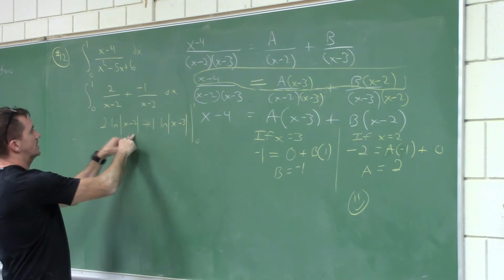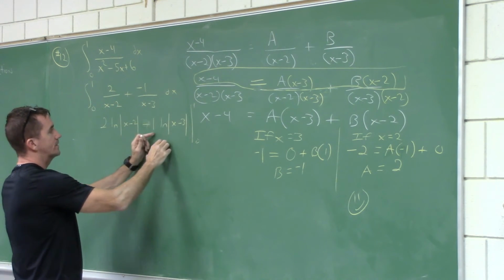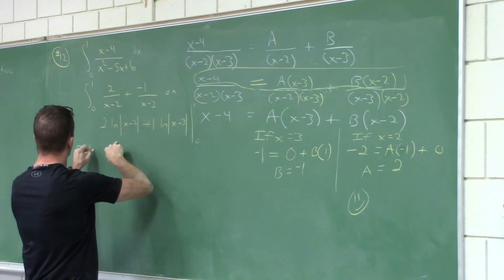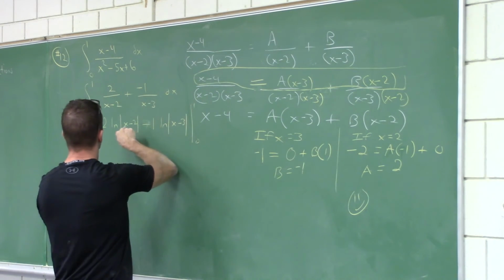2 natural log of the absolute value of x minus 2, minus 1 times natural log of the absolute value of x minus 3. I get 2 natural log of, what's 1 minus 2?